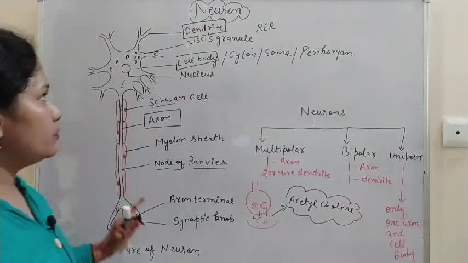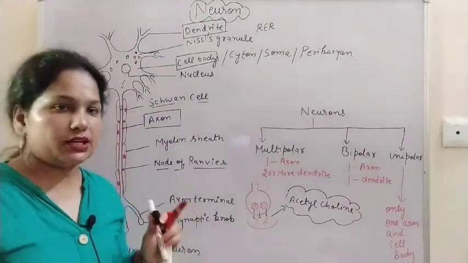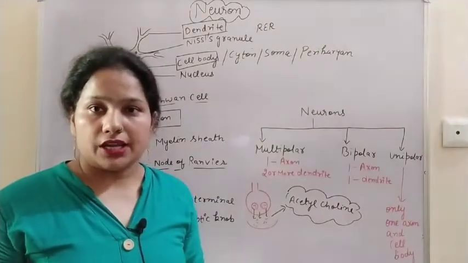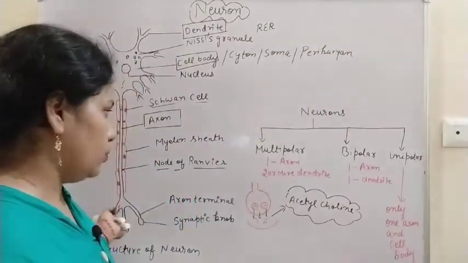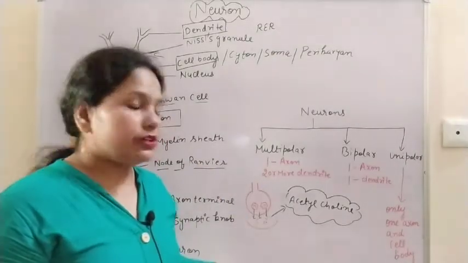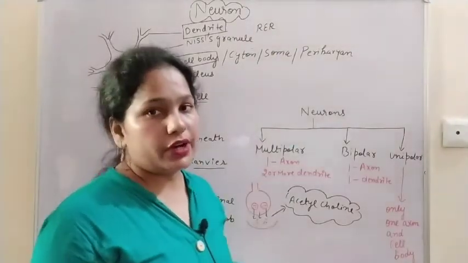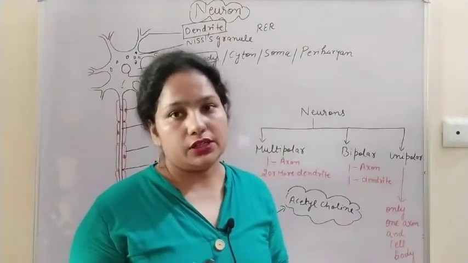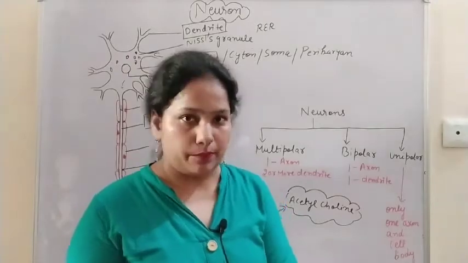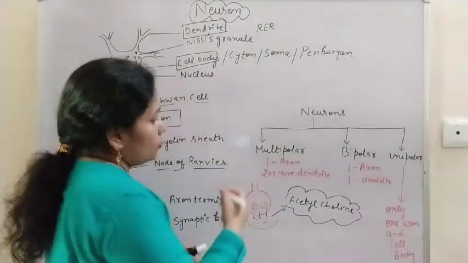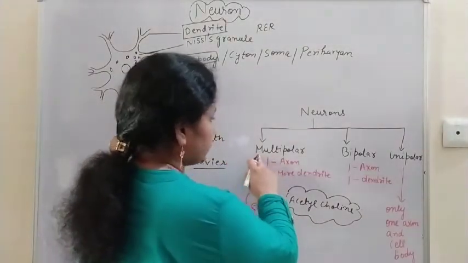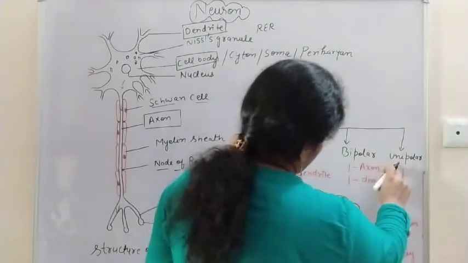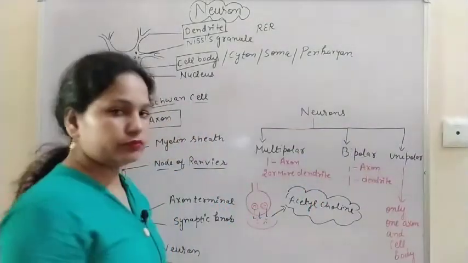So these are the different parts of the neuron. The main three parts of the neuron: the cell body, the dendrite and the axon. After that, these neurons are of different types on the basis of the axon and the dendrite present in them. First is the multipolar neuron, second is the bipolar neuron, and third is the unipolar neuron.